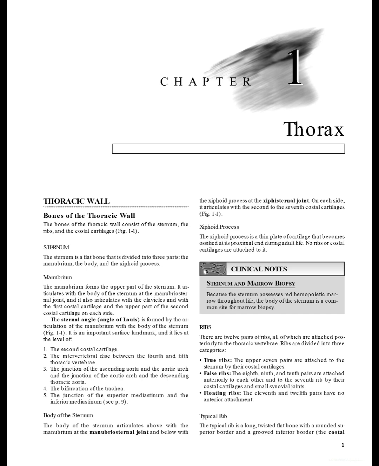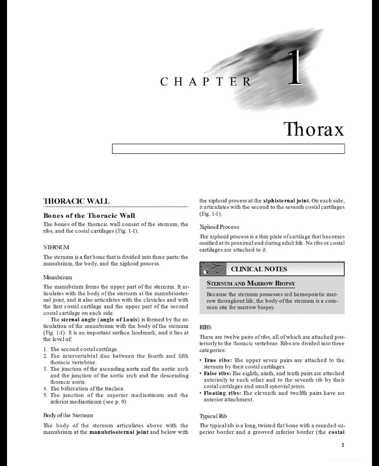The ribs. There are 12 pairs of ribs, all of which attach posteriorly to the thoracic vertebrae. Types of ribs. True ribs, 1 to 7, are directly attached to the sternum via their own costal cartilages. False ribs, 8 to 10, are indirectly attached to the sternum by connecting to the 7th rib's cartilage. Floating ribs, 11 to 12, have no anterior attachment. They end freely in the abdominal muscles.